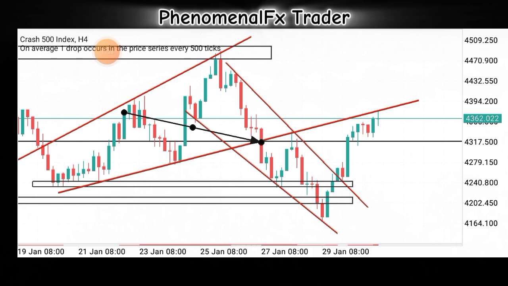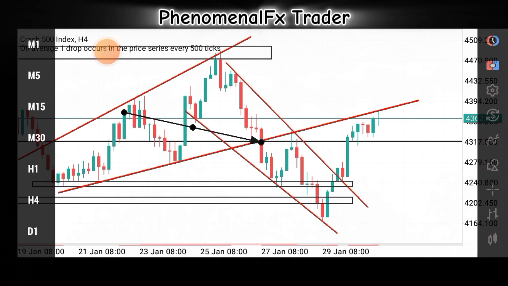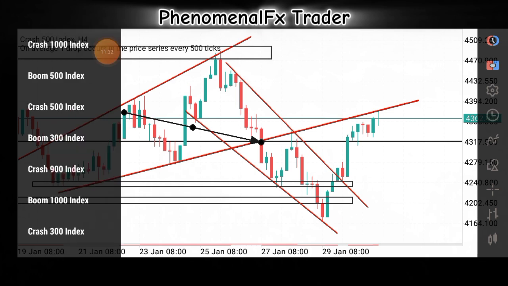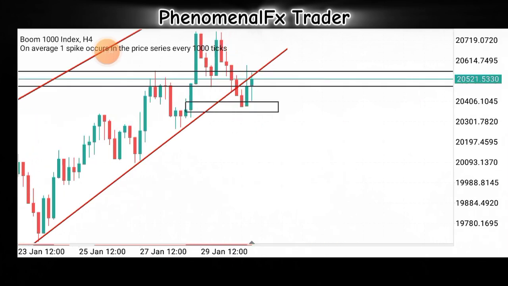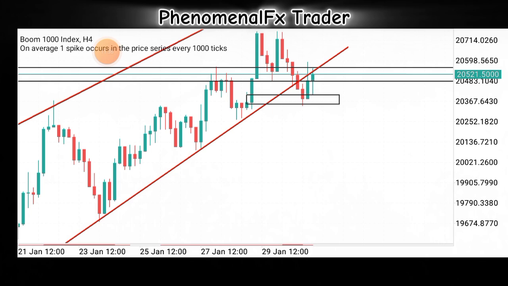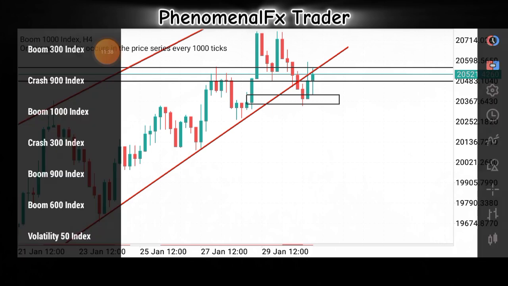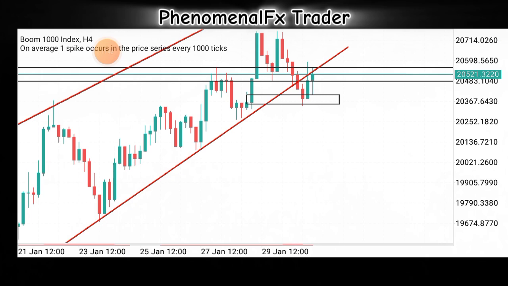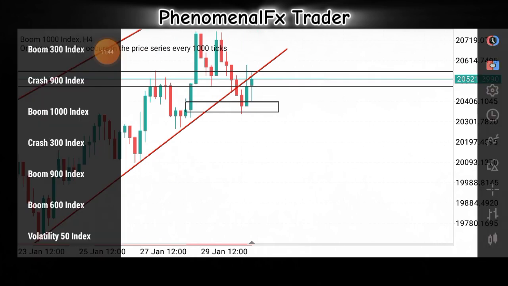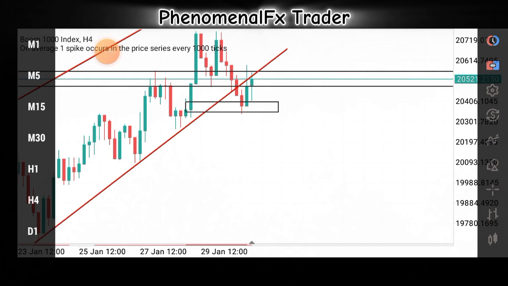Then the next thing is, I think there's another trade I took on the Boom 1000 index. Let me see if I can get it. Okay, I got very nice spikes, but I won't be able to explain that because I will need the indicator I used, and the indicator is exclusively for the students who will be enrolling in the challenge program.